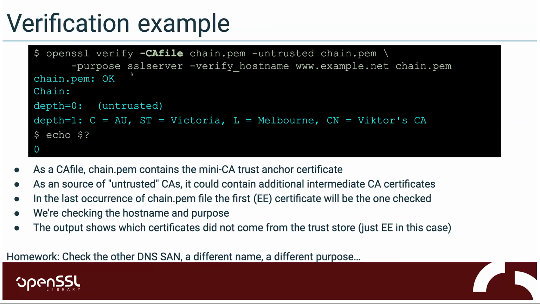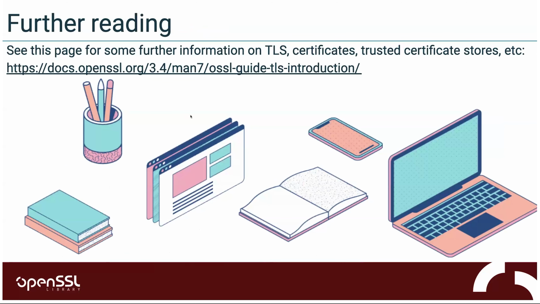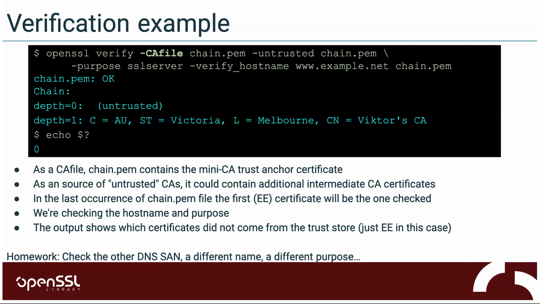If a key usage is specified, it would have to match this purpose, extended key usage. And we're specifying the verify host name of www.example.net, chain.pem, great. When we run it, we see that verify reported the chain as being okay. That means it checked all the signatures, checked all the dates, checked the host name, checked the purpose, everything was satisfactory. And because I didn't show that, I actually asked for it to show the chain.